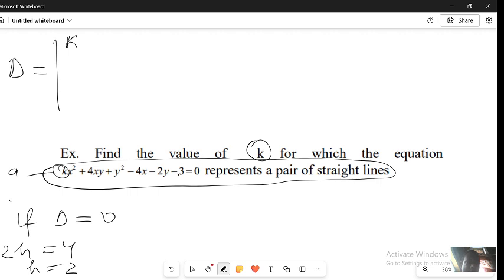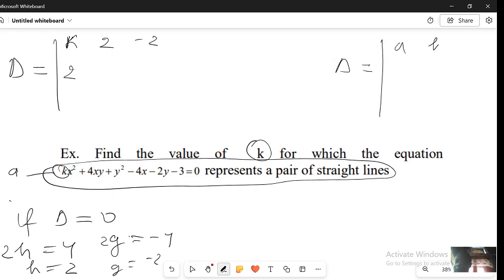Now, the value of g. I used to have 2gx equal to minus 4, so g equals minus 2. I'll have minus 2 here. Now, the value of h is 2 here from the general equation, because delta from the beginning, we know that it is a, h, g, h, b, f, g, f, c.